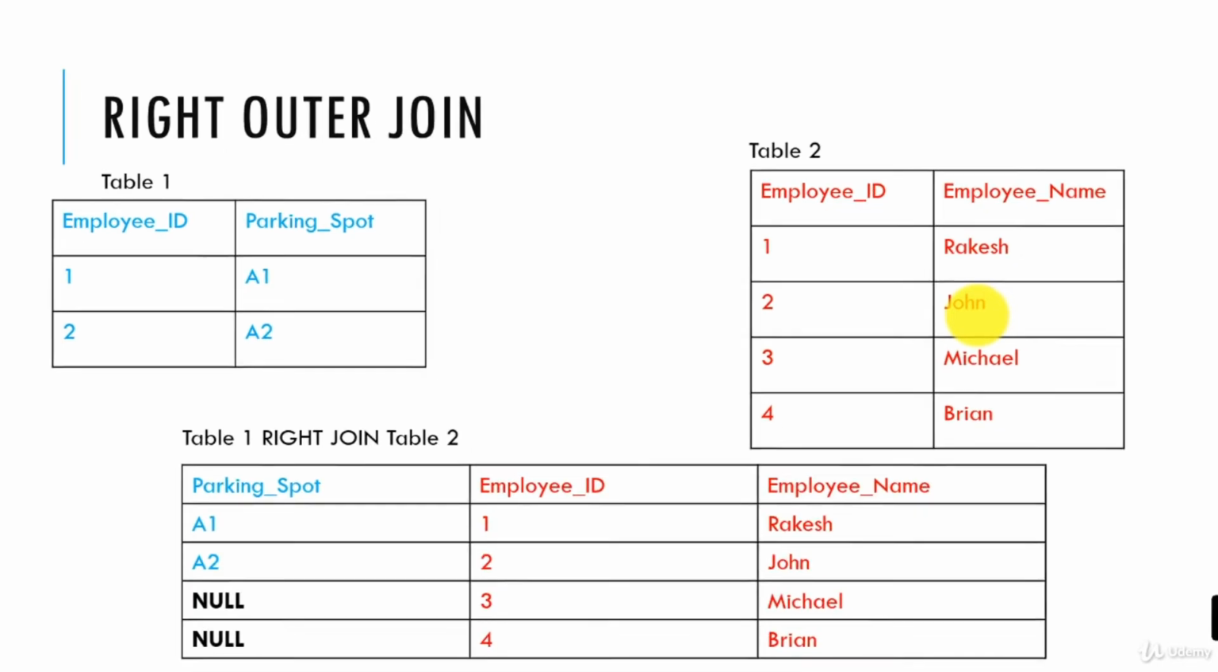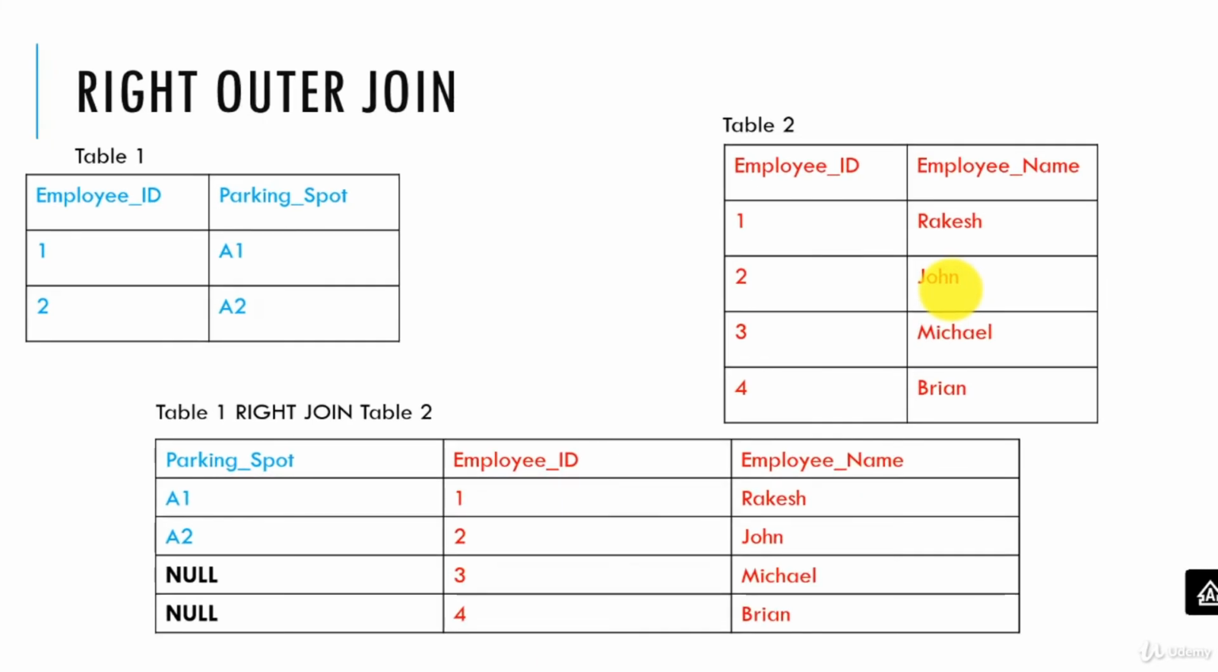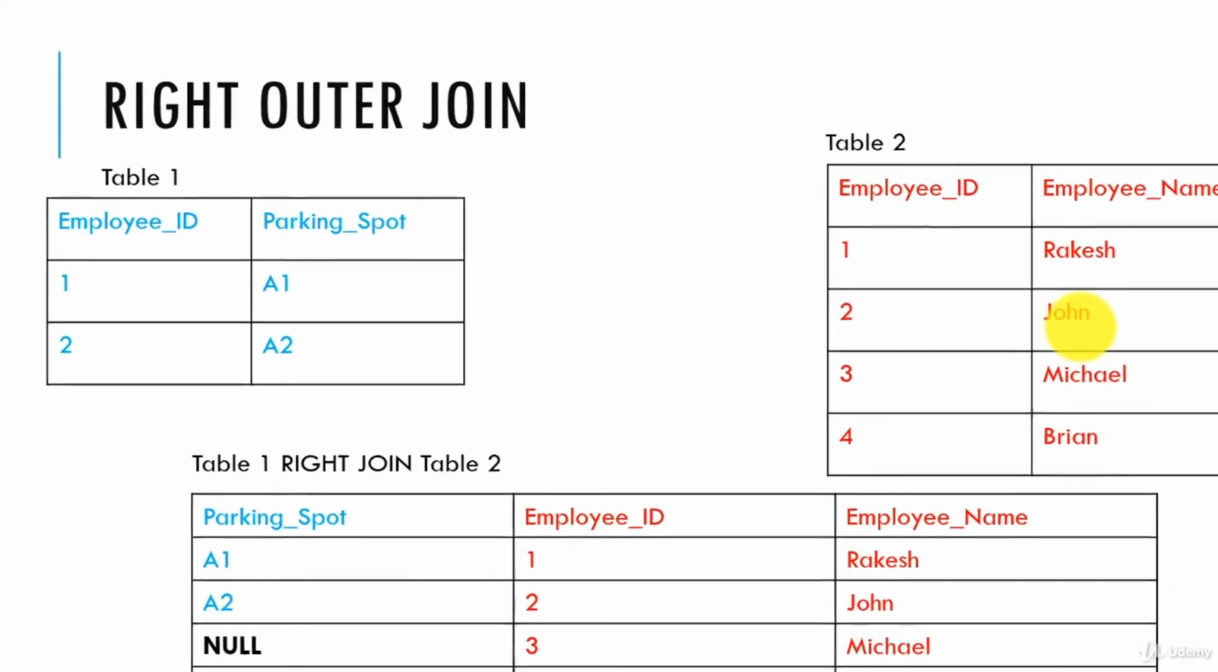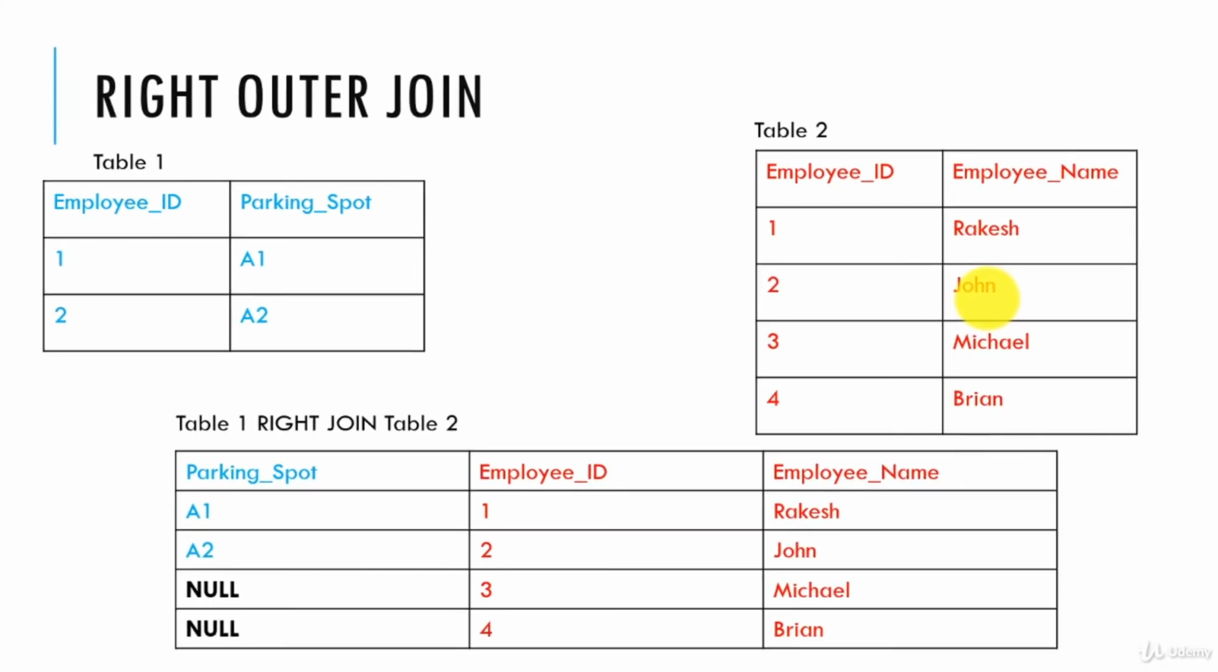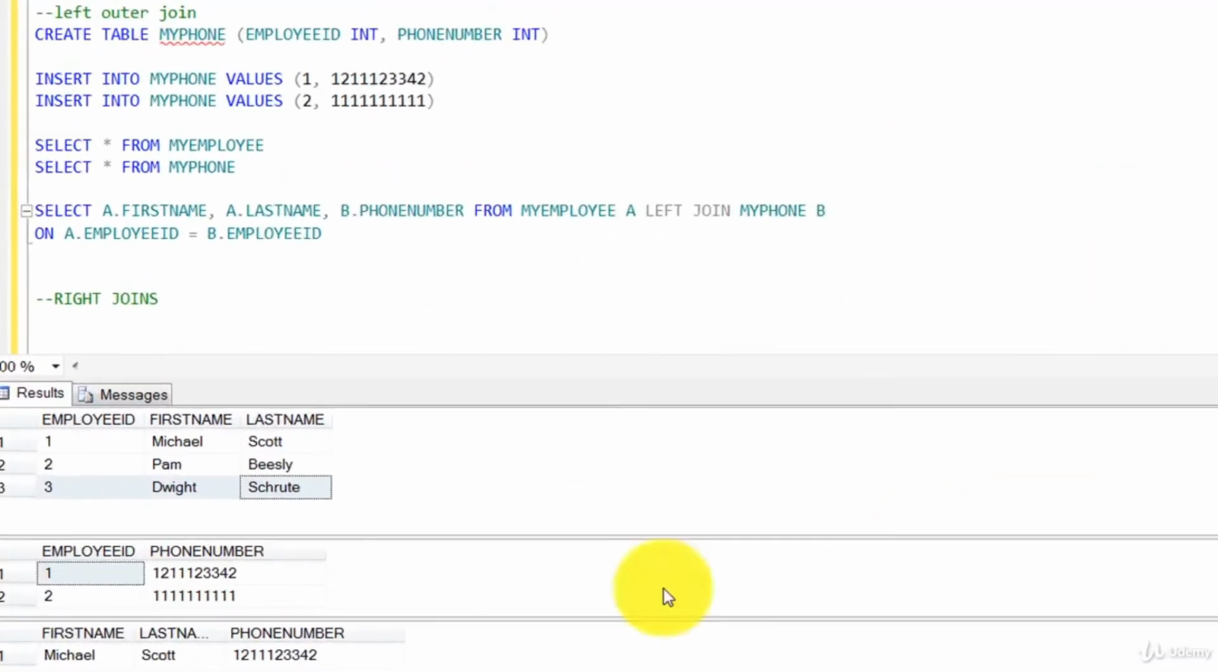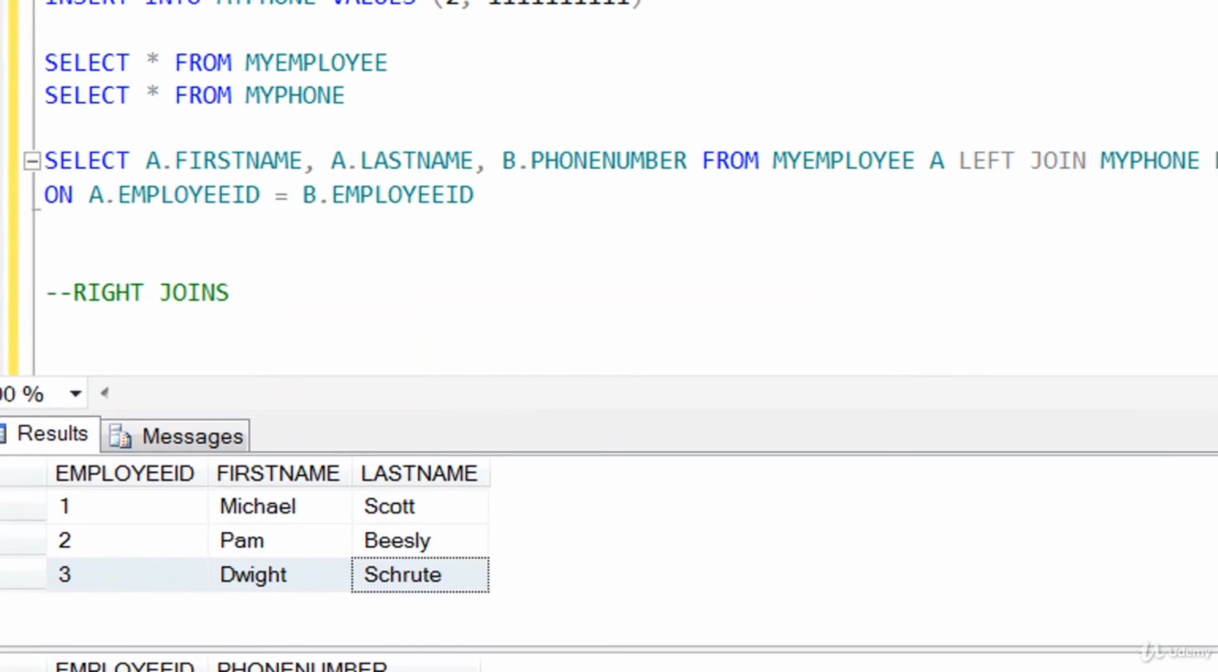So employee ID 1 and 2 are common, yes, you got data from both, we're good. Employee ID 3 and 4, there is data only in table 2, in the right table, so take that and put nulls for your left table. So let's look at this. We have the employee table right now, and we just need to create one more table called, say, parking, and then we can test this out. Perfect. So let's go ahead and create a parking table.